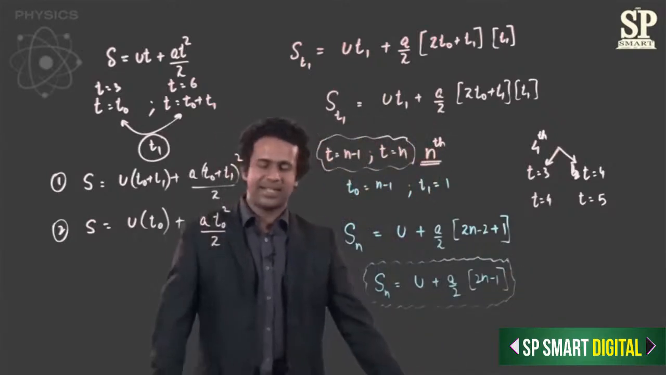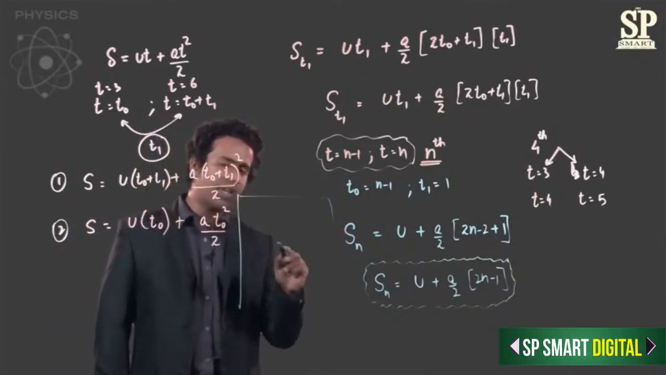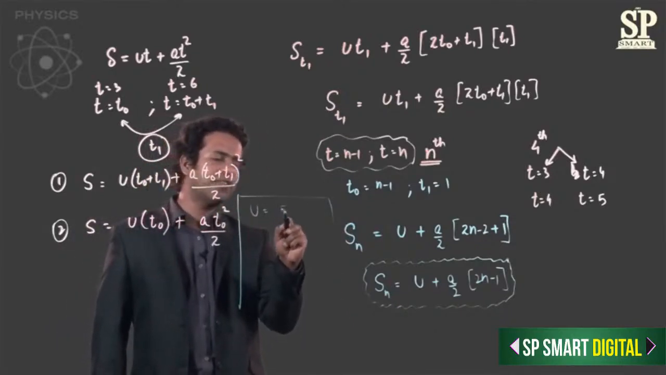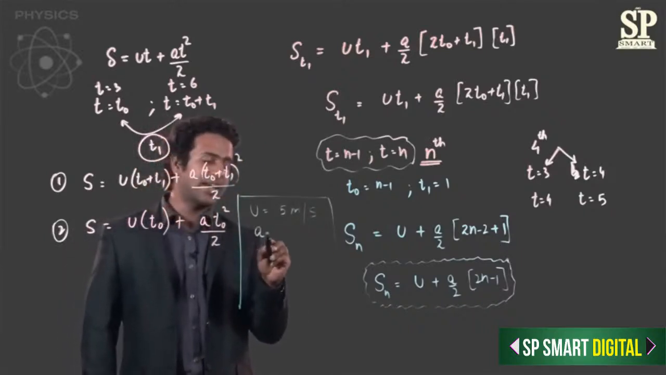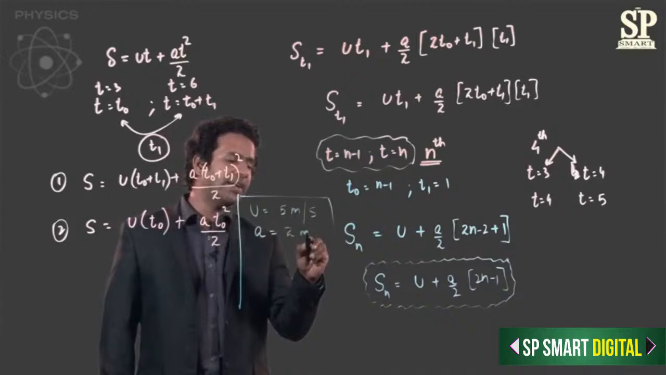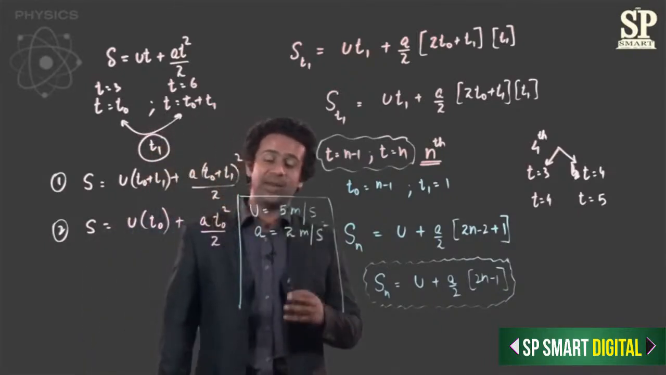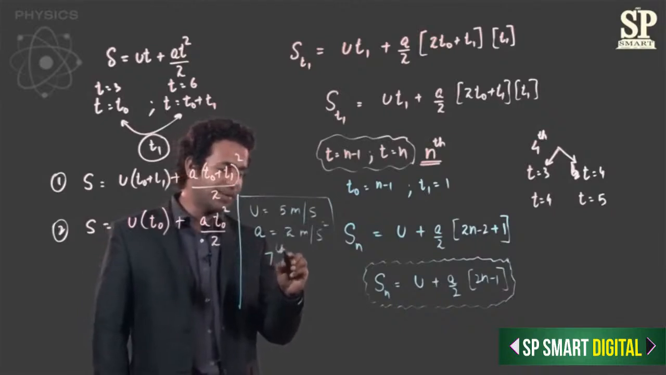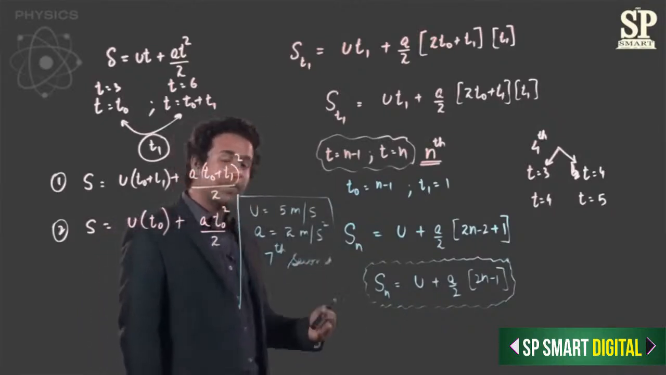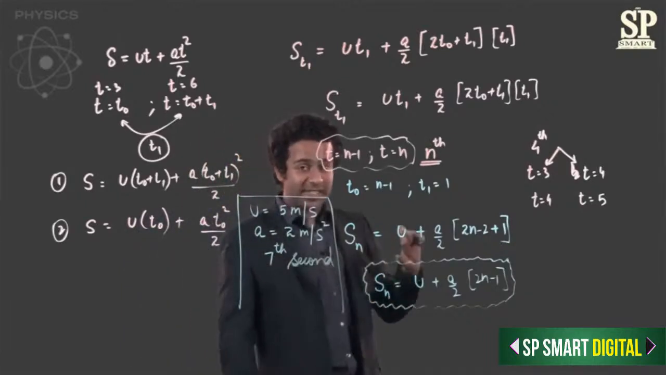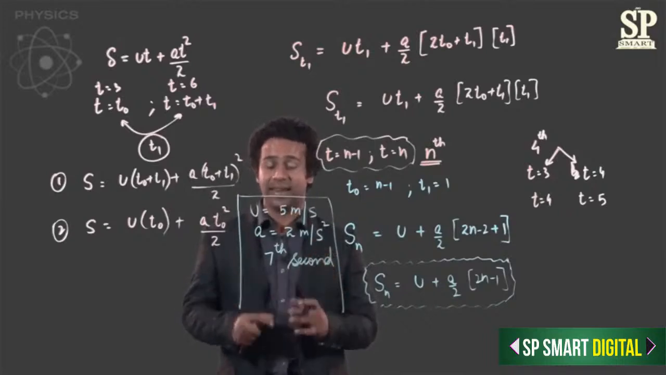For example, let's take a simple case. Say it is given to you that a particle starts moving with an initial speed of 5 meter per second. It is known that it is accelerating at the rate of 2 meter per second square. You have to find the distance it will cover in the 7th second. So we are not talking about displacement in the first 7 seconds. We are actually talking about the displacement in the 7th second.